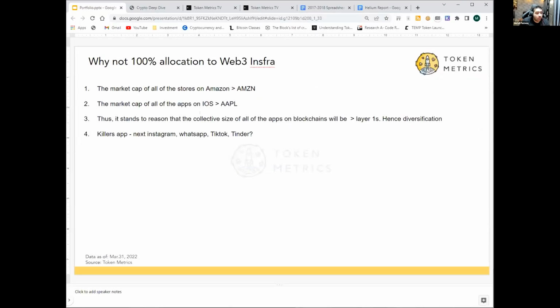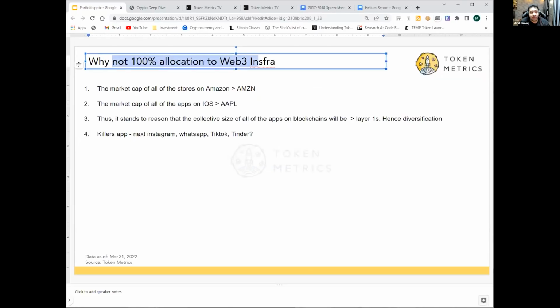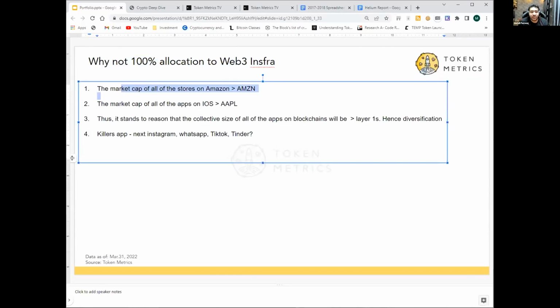Now, one of the concerns you will have is, why didn't I allocate 100% to Web3 infrastructure since I sound so bullish? But you also have to be cognizant that, let's say, if you combine the market cap of all the stores in Amazon on their marketplace, their capitalization is more than Amazon. All the market cap of all the apps on iOS, their market cap is more than Apple. And thus, it stands to reason that the collective size of all the apps on blockchain will actually be bigger than layer 1. So you need some diversification.